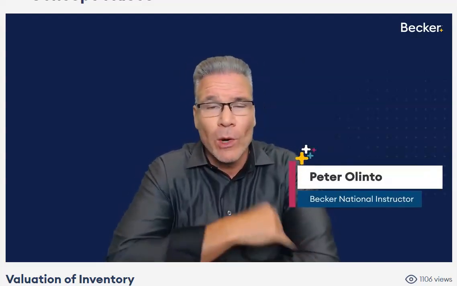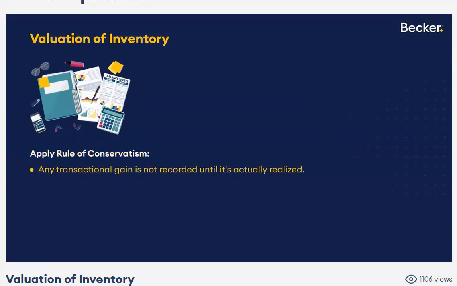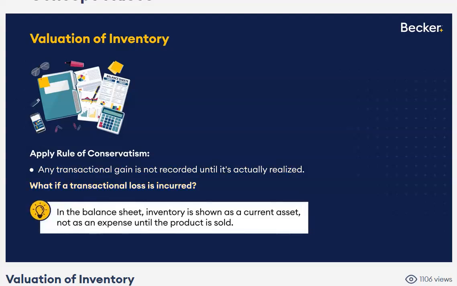Valuation of inventory. What do you think we're going to be applying here? Rule of conservatism, right? If you think you're going to sell it at a gain, we're not going to book that gain until it's actually realized, until you actually sell it at a gain. But the question is, what if you think you're going to sell it at a loss? We'll talk about the rule of conservatism here, okay?